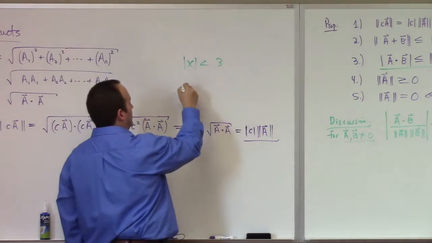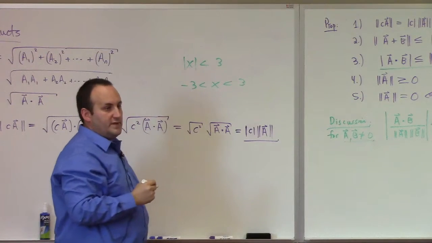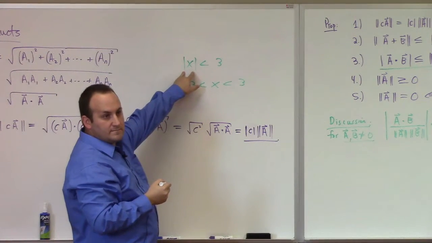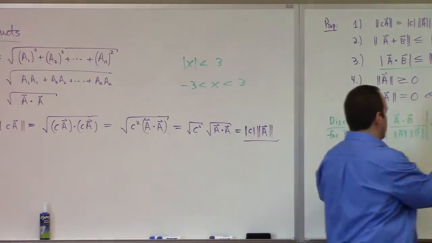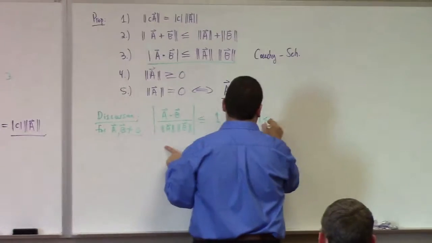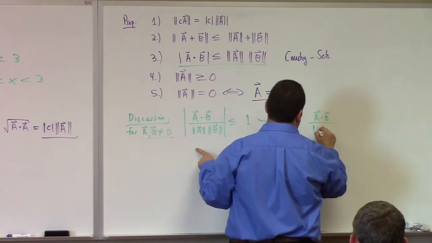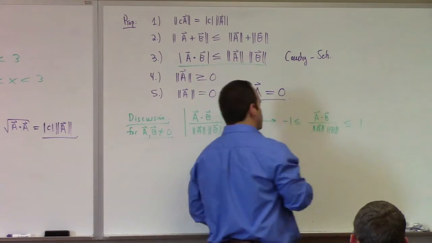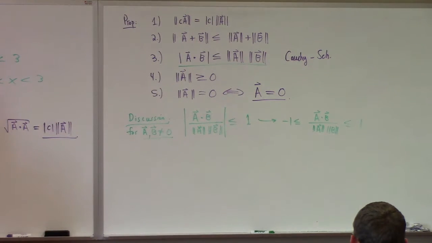Right, minus 3 less than x less than 3, right? This says that the distance of x from the origin is less than 3 in terms of the number line. So if I unravel this, what this really says is that minus 1 is less than or equal to a dot b divided by the length of a, length of b, less than or equal to 1. Well, this is some quantity which has values between minus 1 and 1 inclusive.